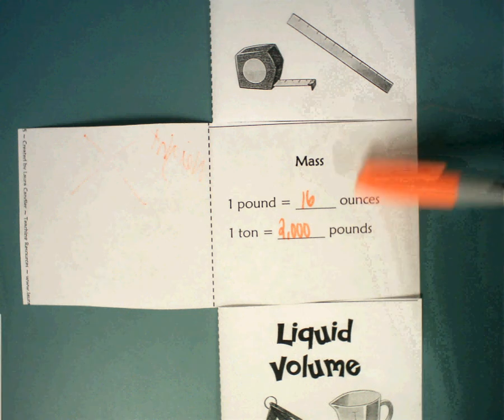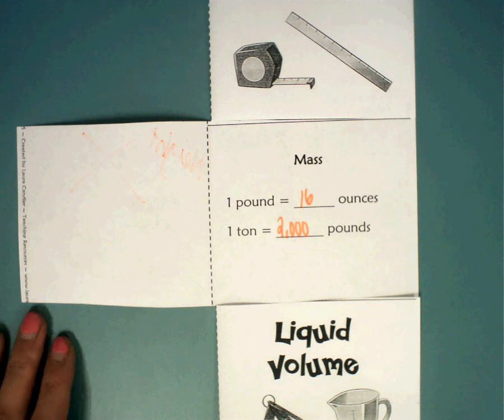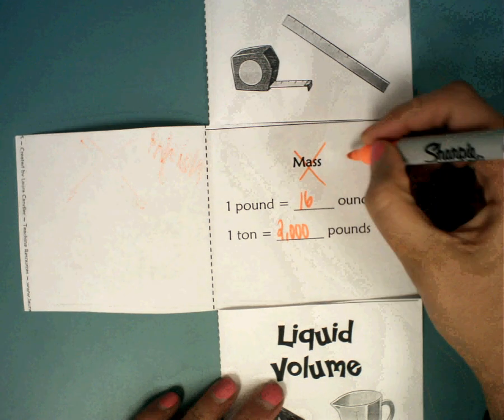Okay, you're either going to measure those in pounds or ounces, depending on whether it's more than a pound or less than a pound. Am I going to measure a feather in tons? No. Am I going to measure it in pounds? Probably not. I'm probably going to measure it in ounces. Okay? So there is your, go ahead and replace mass with weight inside here too.